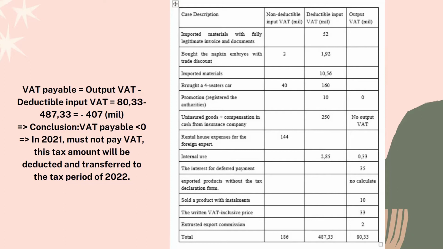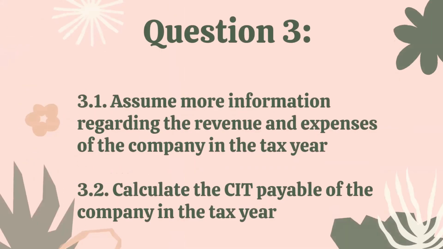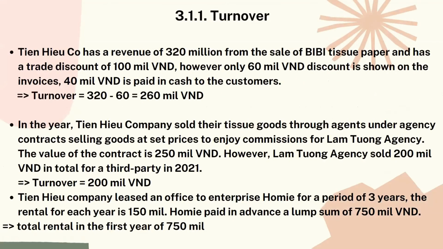We move to discuss the turnover. We have 4 examples of turnover. The first example discusses the trade discount. So we have a revenue of 320 million. However, only a 60 million VND discount is written on the invoice, and 40 million VND is paid in cash to customers. So we have turnover equal to 260 million VND.